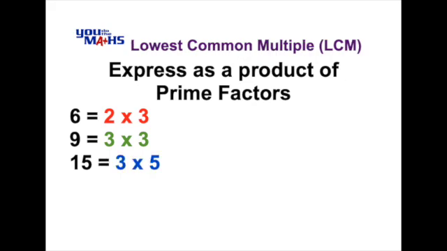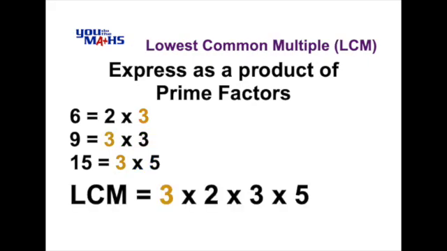Now to find the lowest common multiple, we list our prime factors as we've shown here, with LCM equals 3 times 2 times 3 times 5. But notice that the number 3, which is in gold, has only been written down the once because it's common with our numbers 6, 9 and 15. We then determine the lowest common multiple by multiplying these factors together. And 3 by 2 by 3 by 5 is equal to 90.